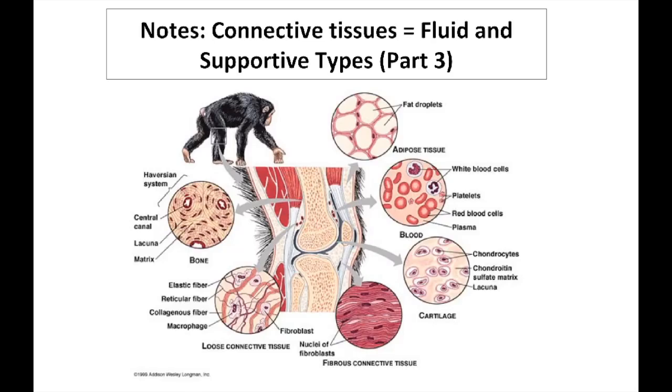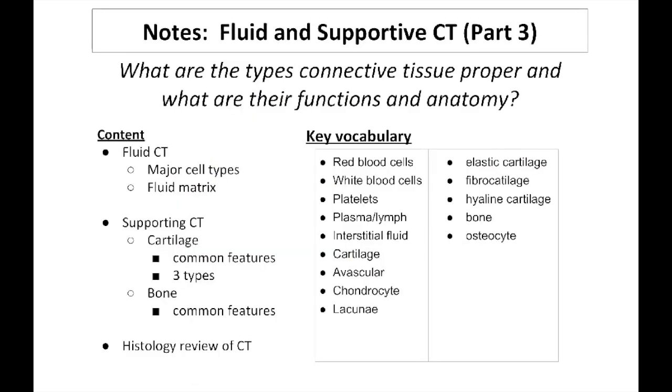All right, this is the last part of the connective tissues notes. This is part 3, and I'm going to go over the specialized connective tissue types of fluid connective tissues and supportive connective tissues. So, the functions and anatomies of the ones we're going to go over are the fluid connective tissues, like I mentioned before, and supportive connective tissues, which primarily break down into the cartilage tissues as well as the bone tissues.